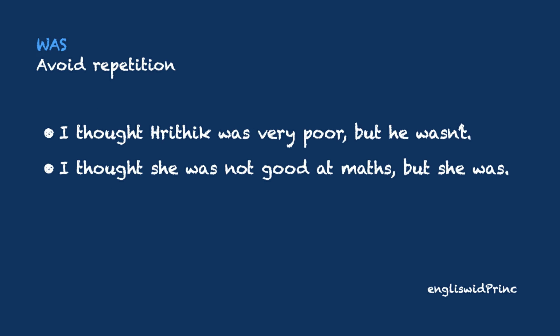Next, was to avoid repetition. Example 1, I thought Hrithik was very poor, but he wasn't. Example 2, I thought she was not good at maths, but she was. So here we avoid the repetition using helping verb. Instead of saying, I thought Hrithik was very poor, but he was not poor, instead of repeating the phrase and making the statement lengthy, we can use this helping verb. I thought Hrithik was very poor, but he wasn't. Second, I thought she was not good at math, but she was.